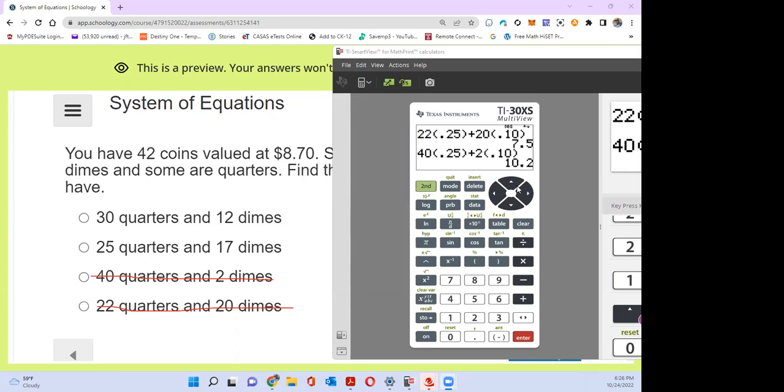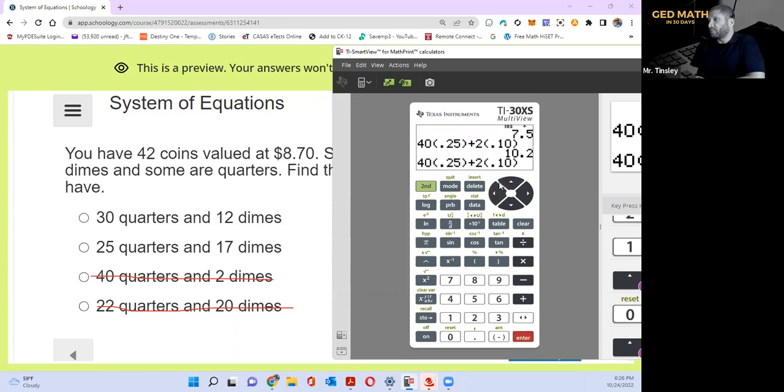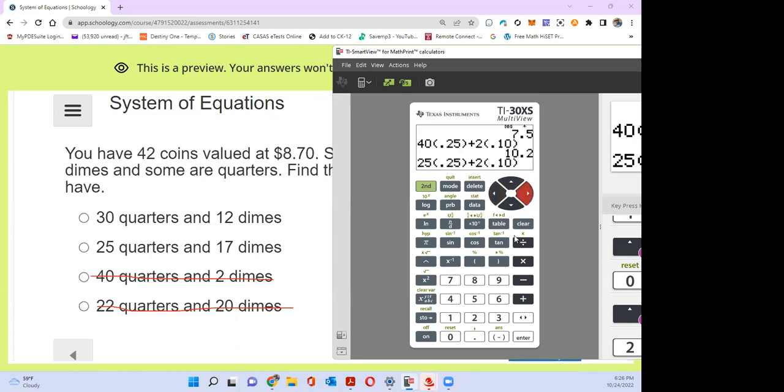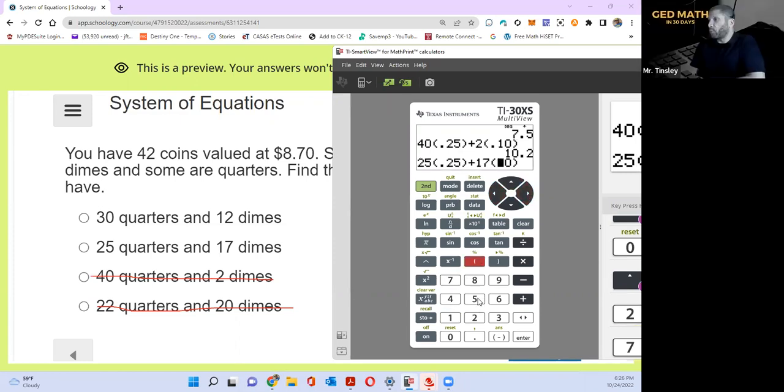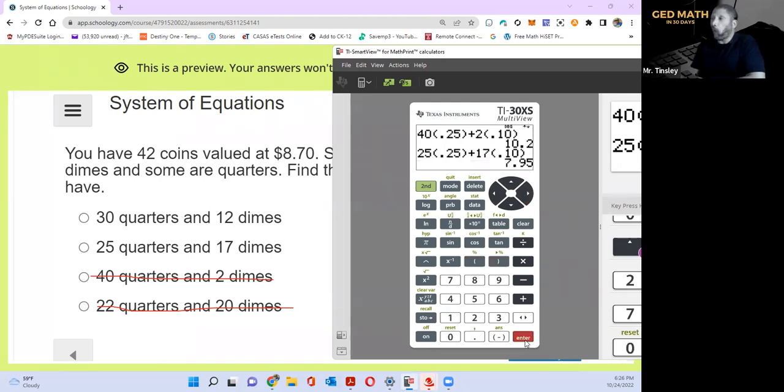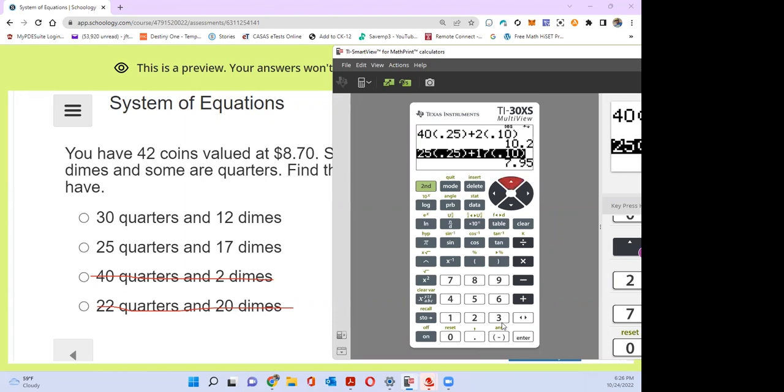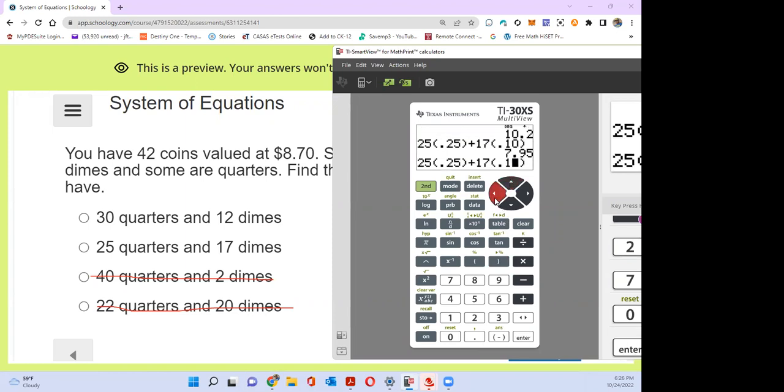Yeah. So let's do 25 and 17. Now 25 and 17 is going to mess me up a little bit because I got rid of that 0, but we'll still do it. I'll make room for it. 25 times 25 cents, 17 times 0.10. Did I get 8.70? No. So I got one more to go. One more multiple choice. Instead of 25, I'm going to replace that with what?